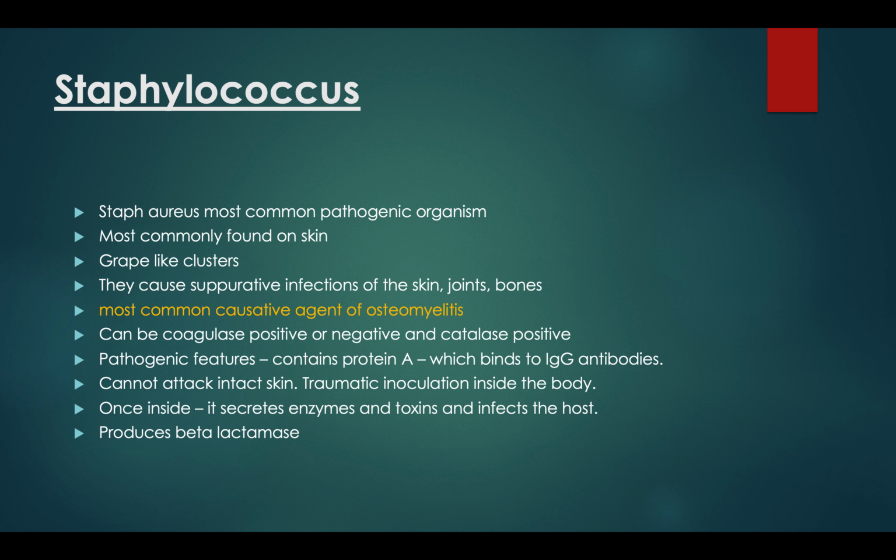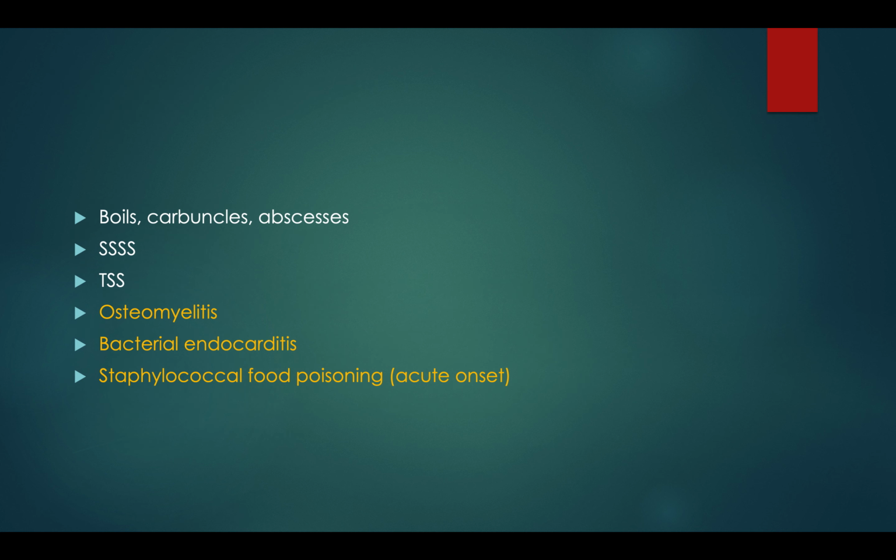Once inside the body, it secretes enzymes and toxins, and it's going to infect the host and cause the disease. Then it produces another enzyme called beta lactamase. This one is really important, because organisms which produce beta lactamase are not going to be affected by the penicillins. They degrade the penicillin. So just remember, these organisms are beta lactamase producing organisms.